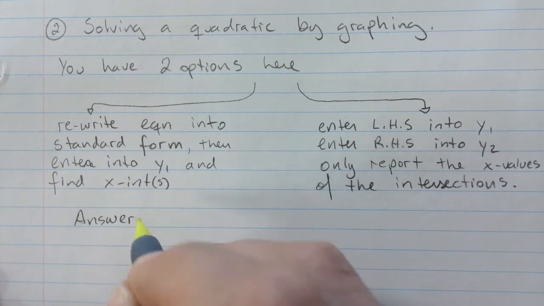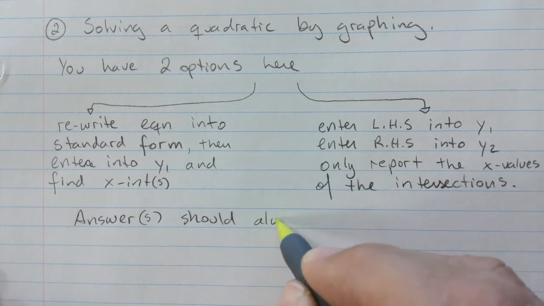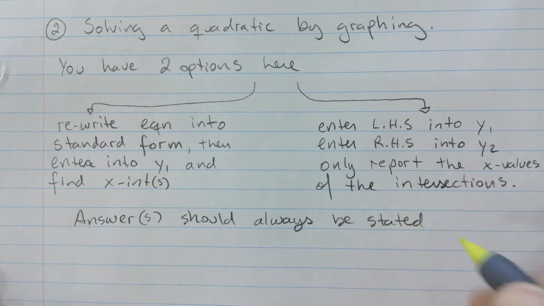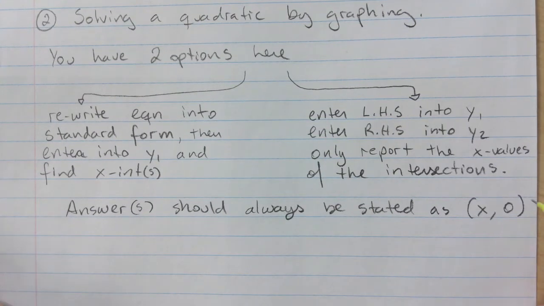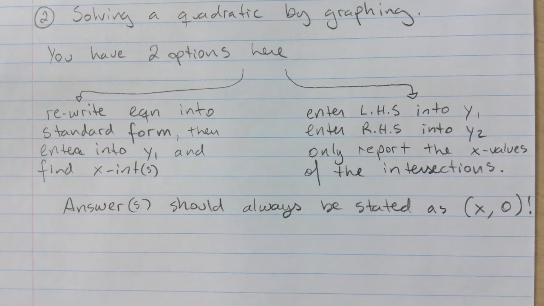Answer or answers should always be stated as x, 0, okay? That's important because the second method will actually give you a different y value, but you'll always state it as x, right? Whatever that x value will be, 0. Because remember, y is equal to 0 when you're finding the roots, okay?